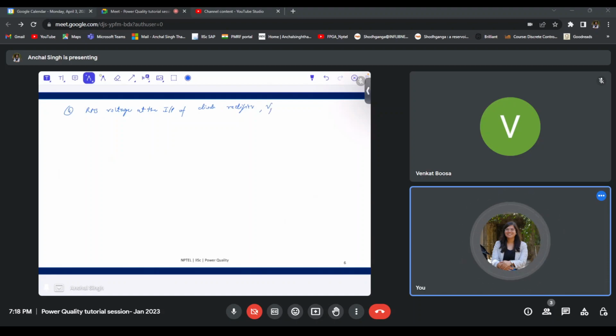Let me call it Vp, and this Vp is equal to 240 volts. This is the RMS of a square wave, and the amplitude of that square wave was 240 volts. Therefore, the RMS value is also 240 volts. Now, in the second part, we have to calculate the supply line current.